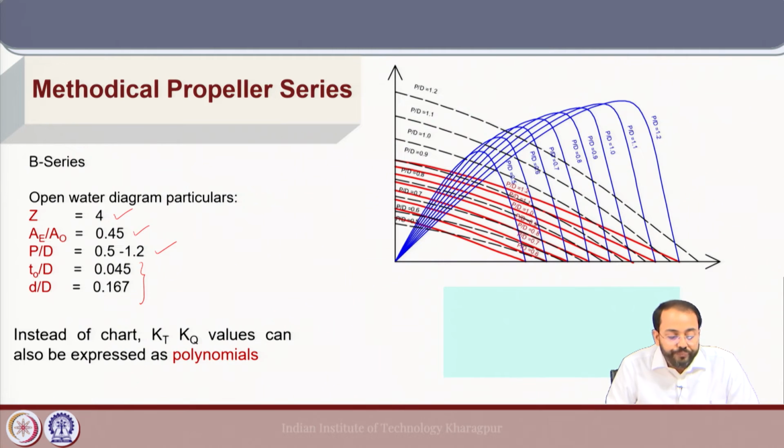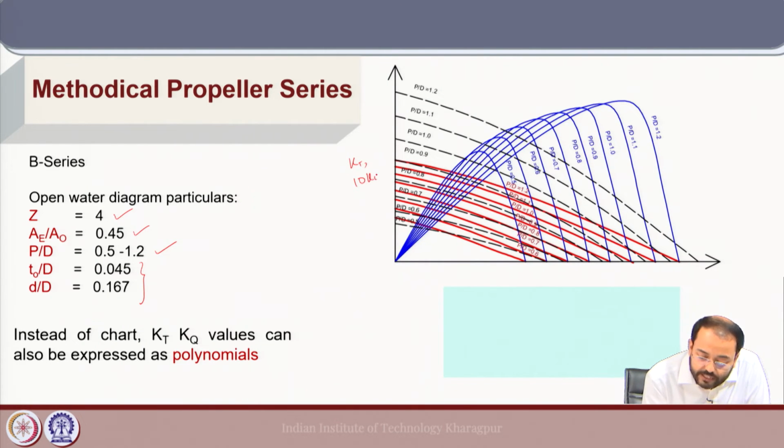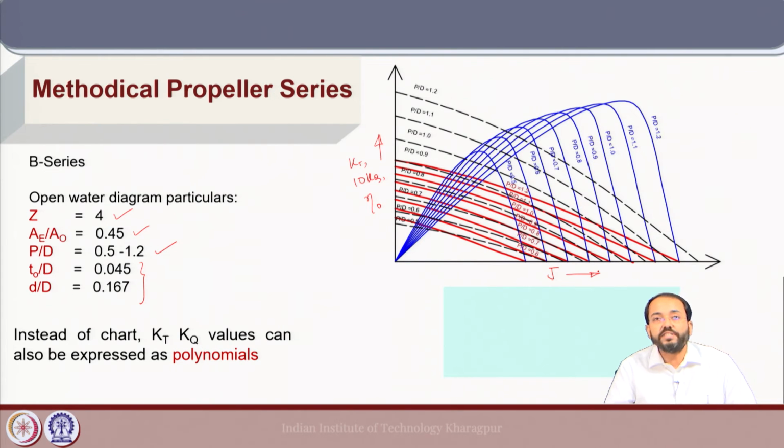So, if we look at the open water diagram, as before we have kT, 10 kq and eta o as functions of J, the advance coefficient, and as the pitch ratio increases, the kT and kq in the open water diagram will increase, that we have discussed just now. And similarly, the open water efficiency values will reflect these changes in kT and kq for different pitch ratios.